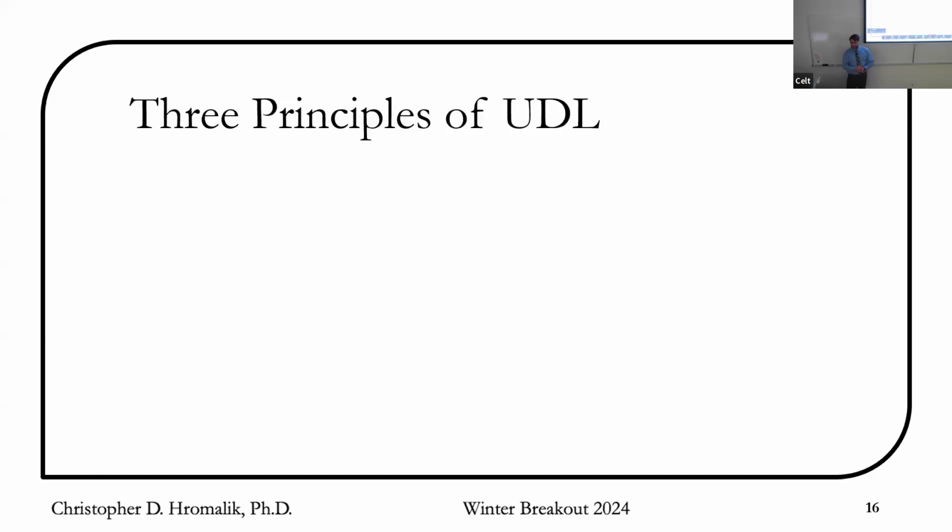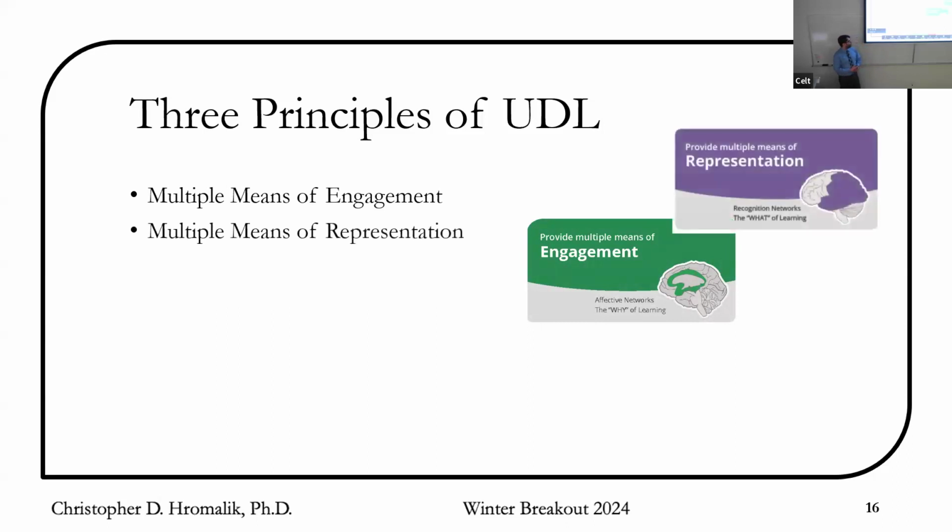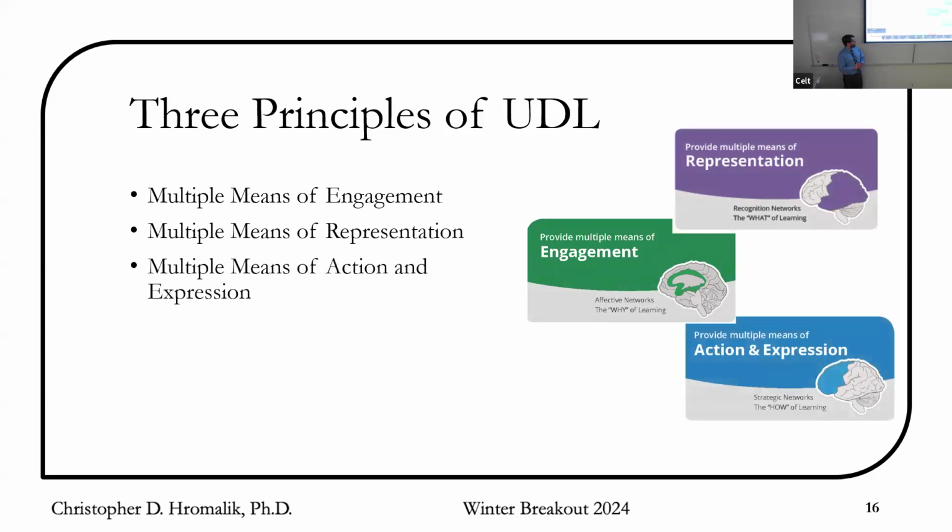We have three principles of the universal design for learning framework. The first, provide multiple means of engagement. Since learners vary in what interests them in the classroom, we want to consider ways that we can eliminate barriers to engagement by providing these options. Learners vary in how they receive information, and so we provide multiple means of representation. And learners also vary in how they express their knowledge, and so we provide multiple means of action and expression.